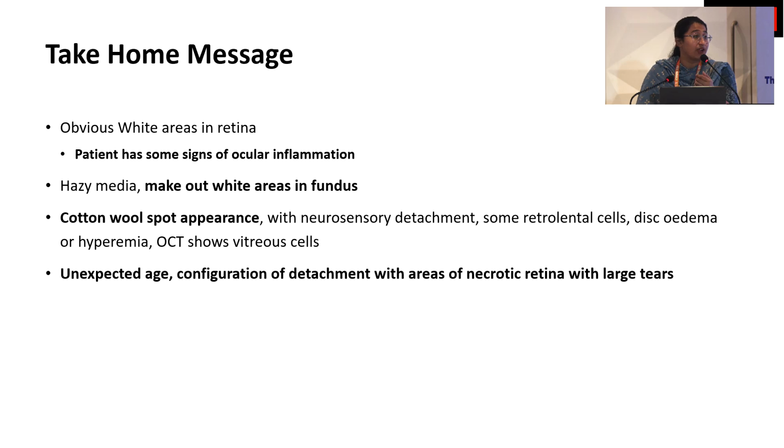Patients with malignant hypertension can have similar findings, but there will be no vitreous cells on OCT, no anterior chamber or retrolental cells. And whenever we have patients who present in an unexpected age group, with large posterior breaks, sieve-like breaks, please do go ahead and think of retinitis as a differential before thinking of anything else.